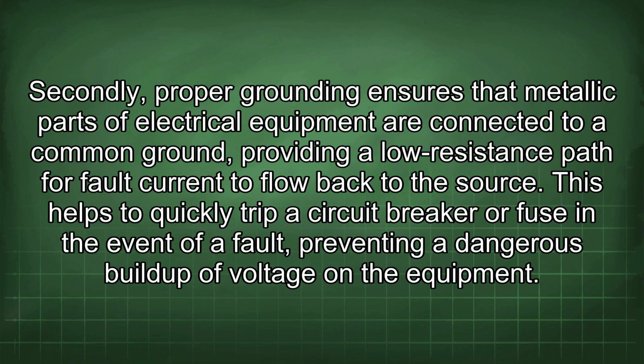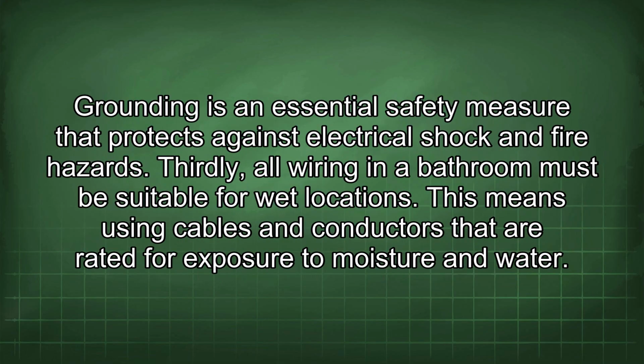Secondly, proper grounding ensures that metallic parts of electrical equipment are connected to a common ground, providing a low resistance path for fault current to flow back to the source. This helps to quickly trip a circuit breaker or fuse in the event of a fault, preventing a dangerous buildup of voltage on the equipment. Grounding is an essential safety measure that protects against electrical shock and fire hazards.